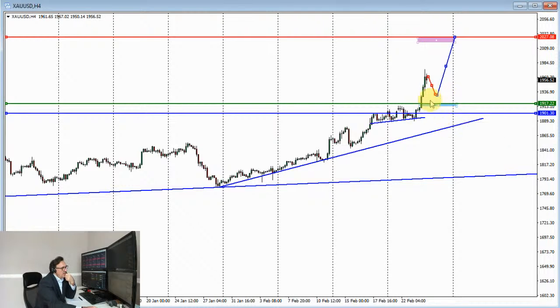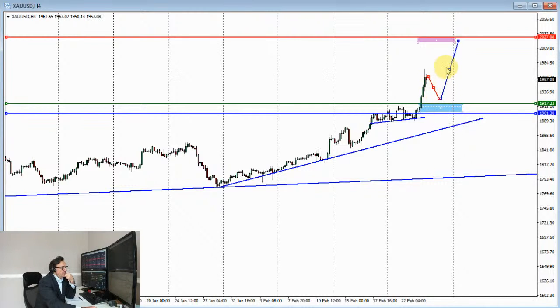So a pullback to this area down here at 1917, 1920 would likely incentivize buyers to come in and look to buy with a stop at 1910 or 1900 at the low. So possibly $10 to $20 in price of the stop. So this would be the risk. And then they would expect a gradual move higher and then a retest of this area up here towards 2000. It's a nice and round number, and it's also that previous significant high that could be retested as well.